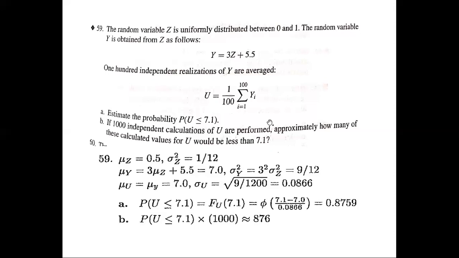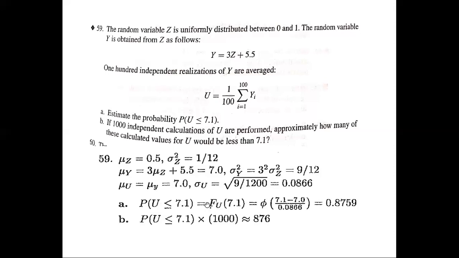So the variance will be 9 by 12 divided by 100. That will be 9 by 1200. And the standard deviation will be the root of that 9 by 1200. That will give us this. Okay, this is standard deviation. So first, what he wants in A is the probability of u less than 7.1. And this is nothing but the cumulative distribution function at 7.1.